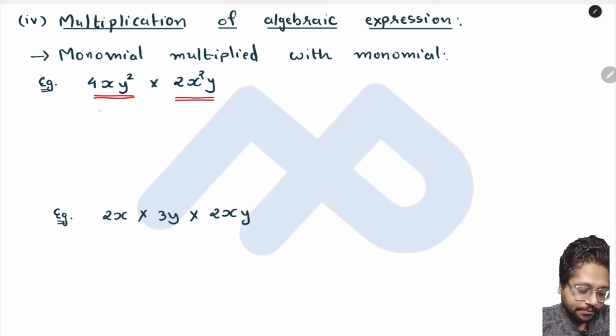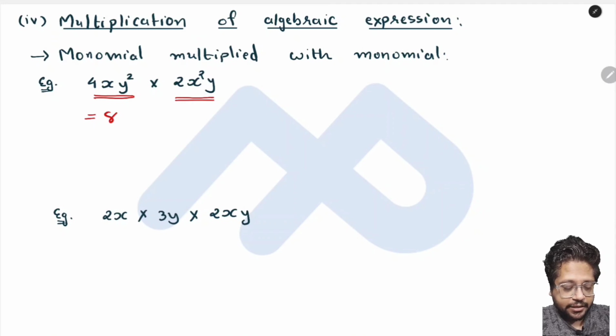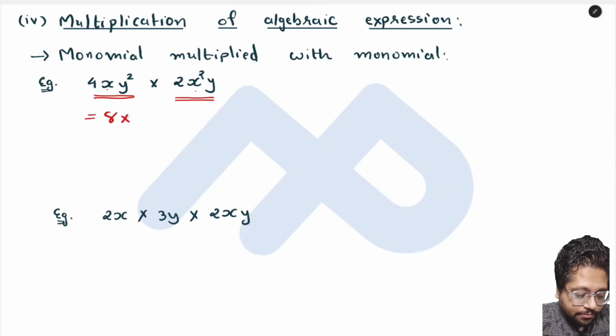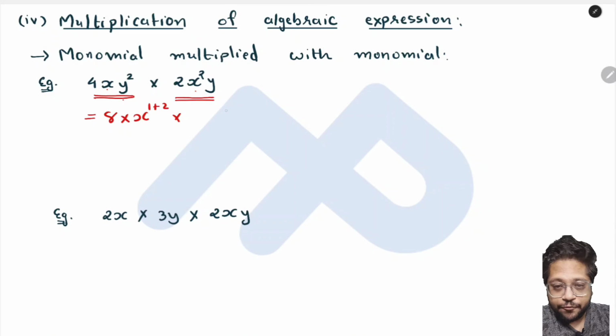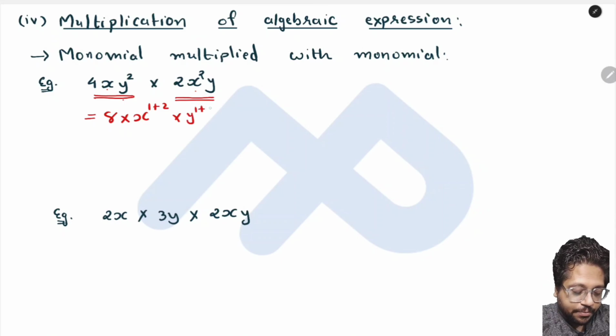So how can you multiply them? It's simple. First you multiply the coefficients, so that is 4 times 2, that is 8, and then x into x square. Both are the same variable and they are in multiplication. Here we'll use the indices rule: whenever you are multiplying variables with the same base, you can add the powers. So you can write it multiplied by x to the power 1 plus 2. Similarly, y square will be multiplied with y, so that will become y raised to 1 plus 2, or 2 plus 1, same thing. So that is 8x raised to 3 y raised to 3.